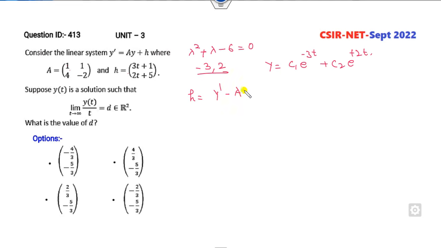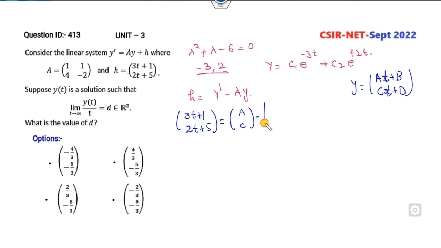Y dash is minus of A y. Since it is a polynomial, I can consider y as (at plus b, ct plus d). So what is y dash? It is (a, c), and A, which is my (1, 4, minus 2, 1), times (at plus b, ct plus d).